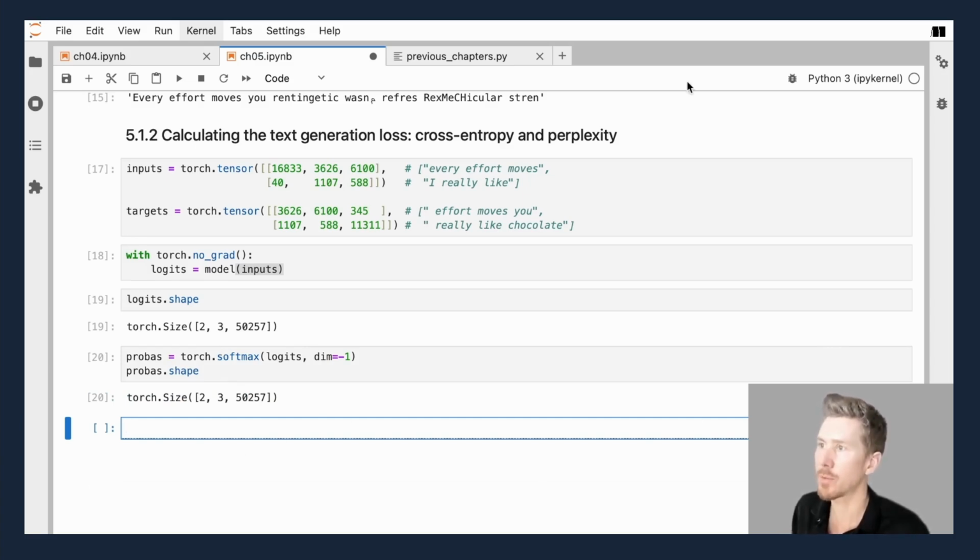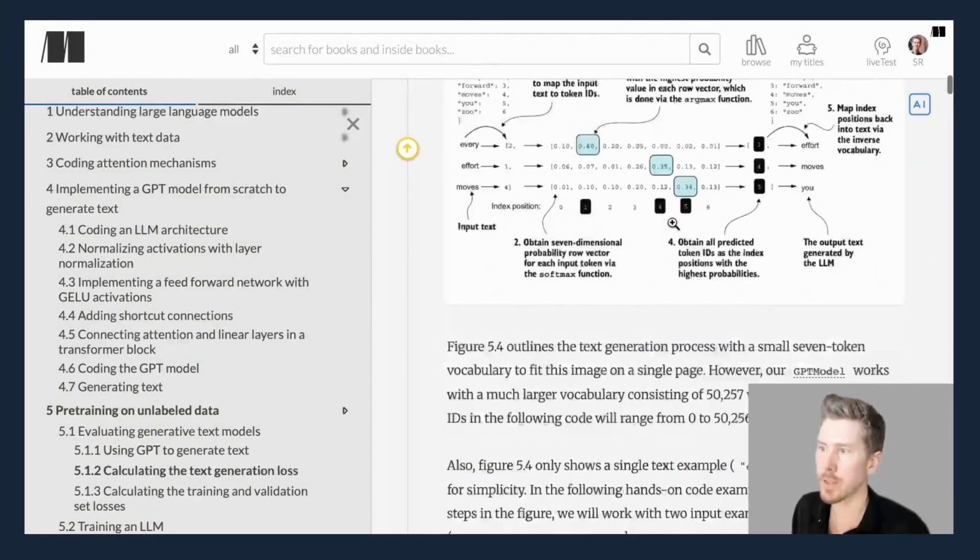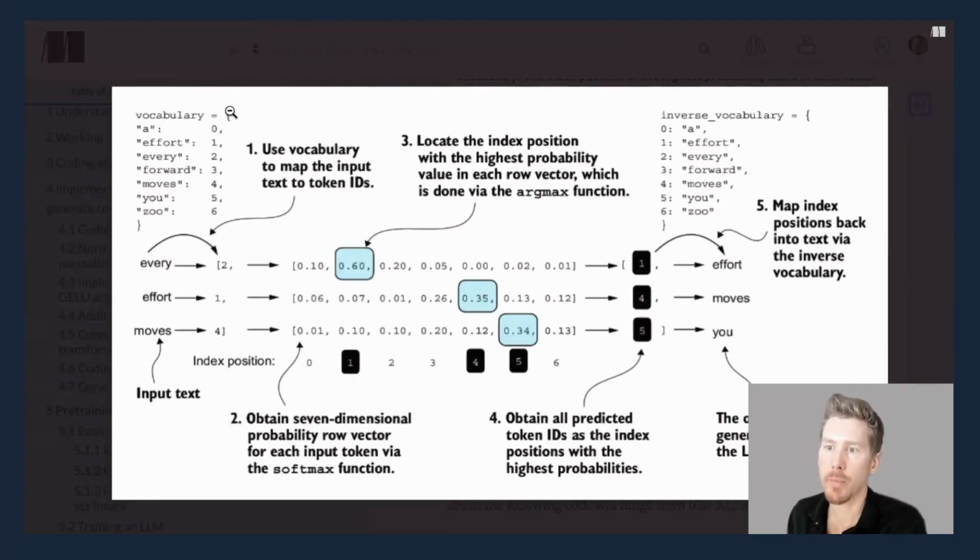So yeah, maybe to see this more clearly, I should have a figure somewhere here. So we have an input here, every effort moves, which we convert into token IDs. I'm using a different vocabulary here. I'm not using the 50,257, so that allows me to fit it into one slide, because 50,000 would be quite long. So we have these token IDs we get from some input text. And then each token ID is converted into the logits and then the softmax, the probabilities.